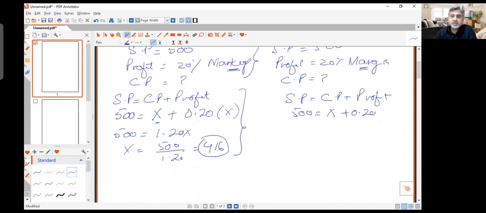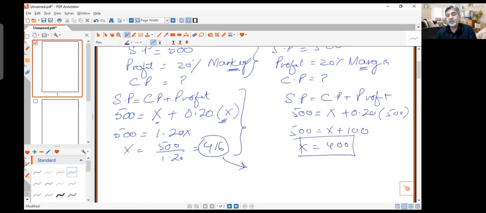Now this time we are saying margin. Margin means a percentage on the selling price, which means 0.20, not of X like before, but 0.20 of 500, because margin means 20% on the sales price. So it means that 500 is equal to X plus 100, and X is equal to 400. So cost comes out to be 400. The data is the same, but one time you got 416, one time you got 400, because 20% markup and 20% margin are two different scenarios.